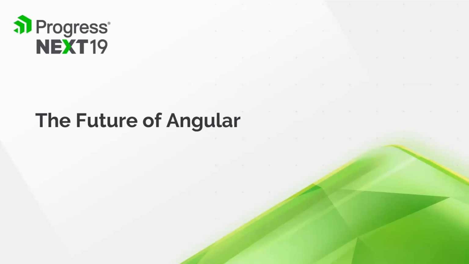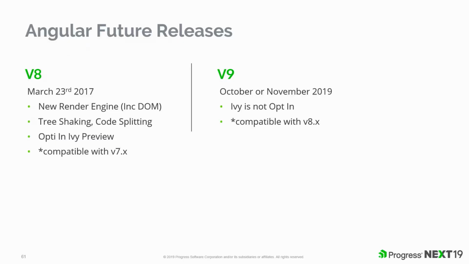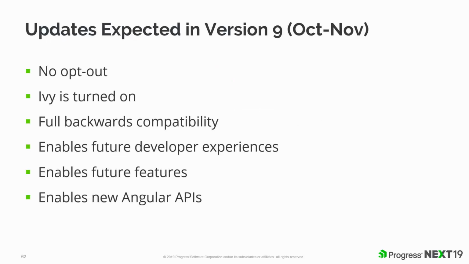Let's go ahead and talk about the future of Angular. I skipped over a few slides there because there's a lot of stuff that we've already been talking about. Version 9, we know, is going to be coming around fall. Angular 8 is about to drop, and version 9 will be right after that. At that point, Ivy will be turned on. It'll be fully backwards compatible with Angular 8, and it's going to enable a lot of future development experiences like I was talking about before. You're not going to see all these crazy developer experiences coming out right then, but they're going to happen over the next year.